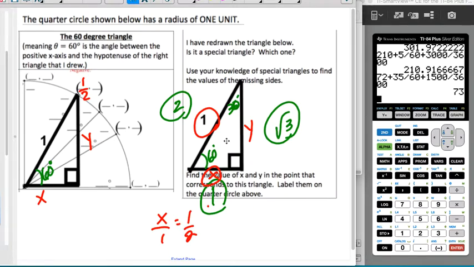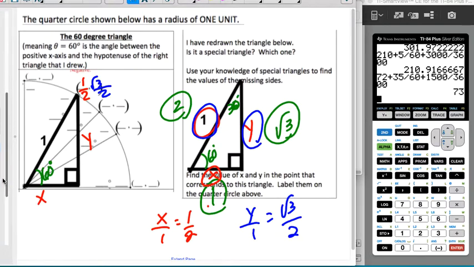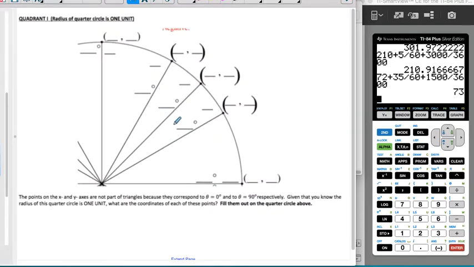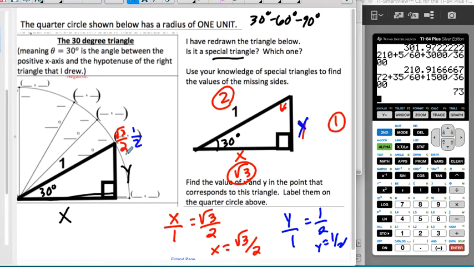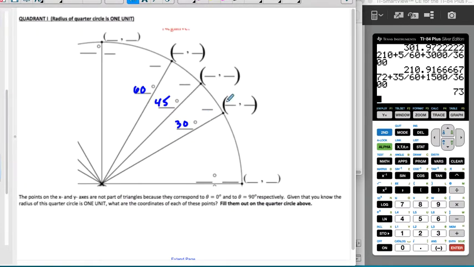And I can say that y is to 1 as root 3 is to 2, and I can recognize that the y-coordinate is root 3 over 2. So now if we put all of those pieces together, this is my 30-degree triangle, this is my 45-degree triangle, this is my 60-degree triangle. And if we go back, my 30-degree triangle had root 3 over 2 comma 1/2. So if we come back here, we get root 3 over 2 and 1/2.